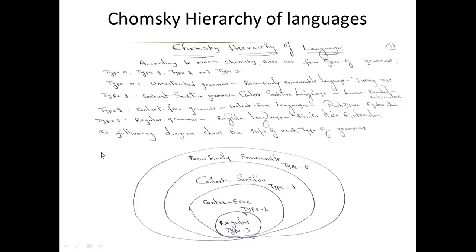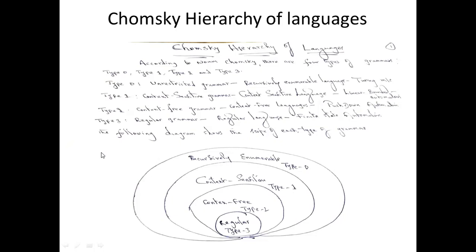We will see. So according to Chomsky, there are four types of grammars, as I have explained: type 0, type 1, type 2, type 3. So there are four different grammars or four different languages. So what is type 0? Type 0 is unrestricted grammar because this is superior among all the grammars. So type 0 has no restriction in grammar rules.